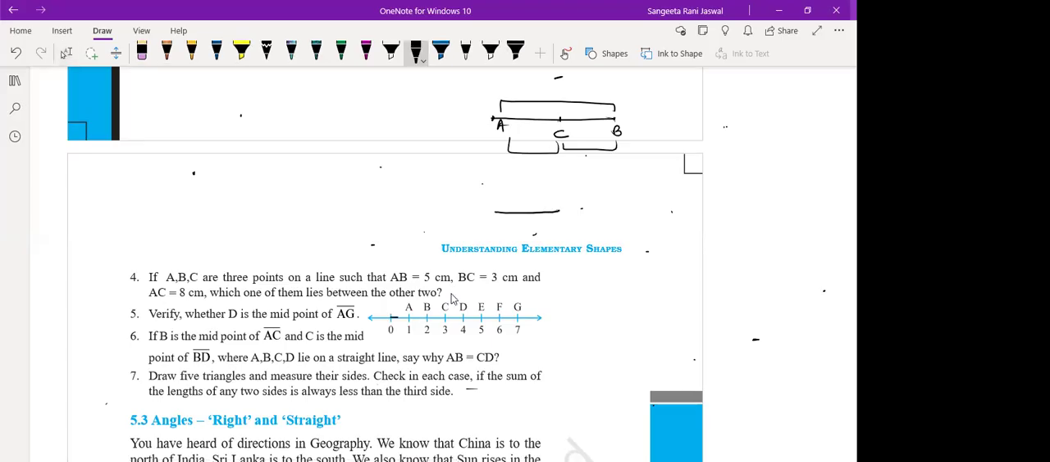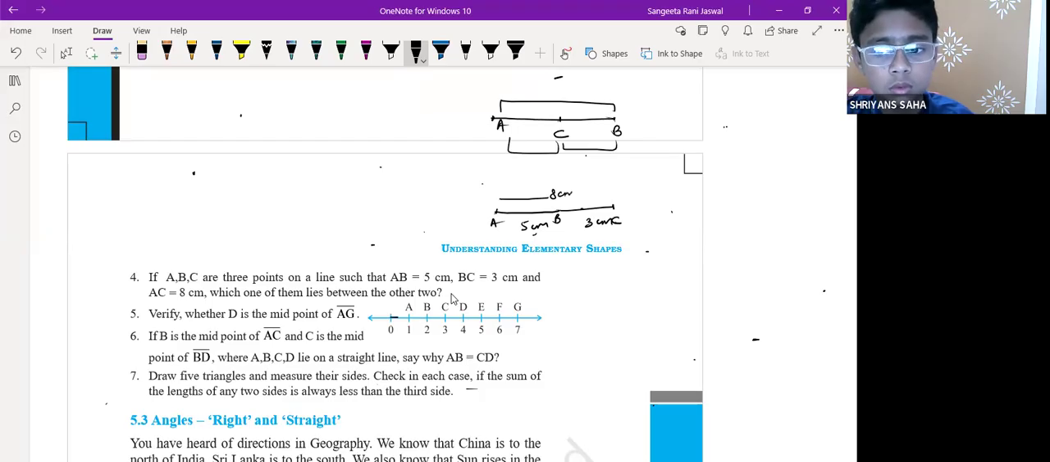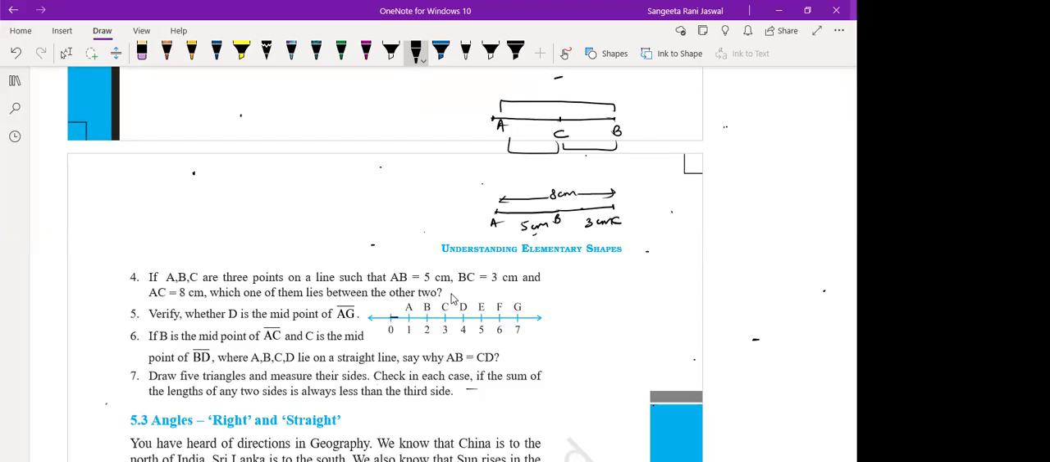Now it's saying AB is 5 centimeters, from A to B is 5 centimeters, and B to C is 3 centimeters. And AC, from A to C, is 8 centimeters. Which point is lying between the other two? B, ma'am. B, right? So this much distance is 8. This is 5. 5 plus 3 is 8. So B lies between the two.